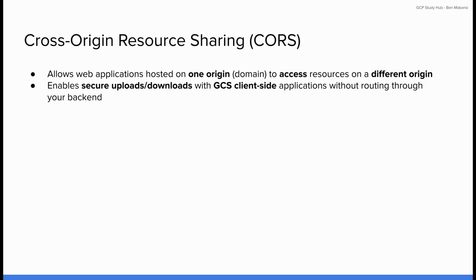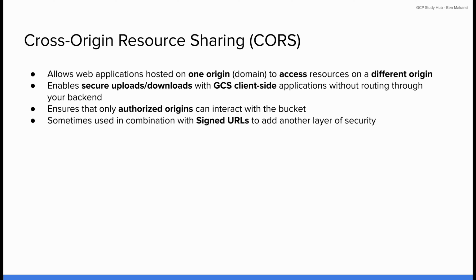So from a security perspective, CORS ensures that only authorized origins can access your bucket. You define these authorized origins through a CORS configuration policy. For additional security, it can be used with signed URLs as well. So the combination of them can add another layer of security.